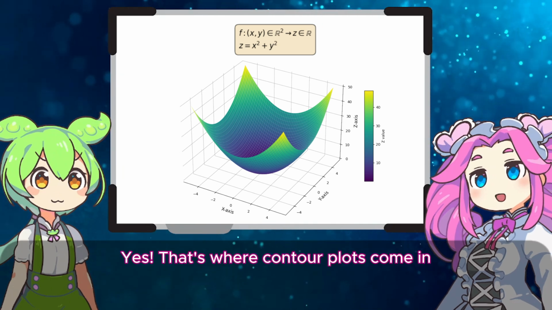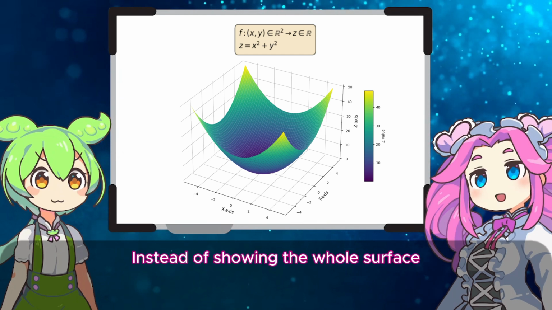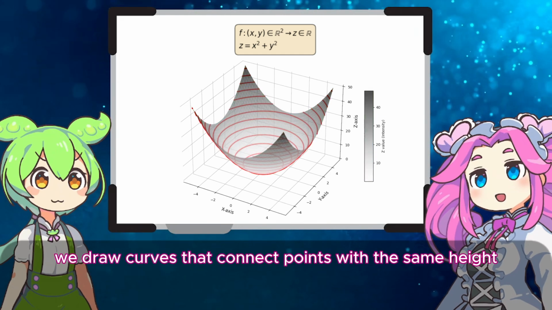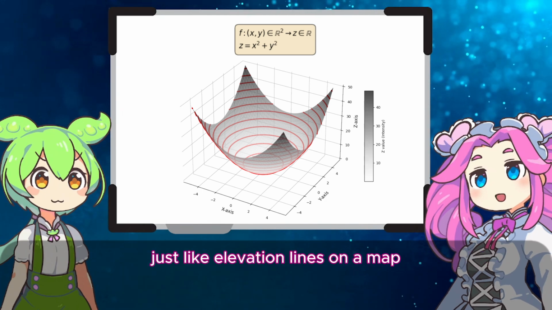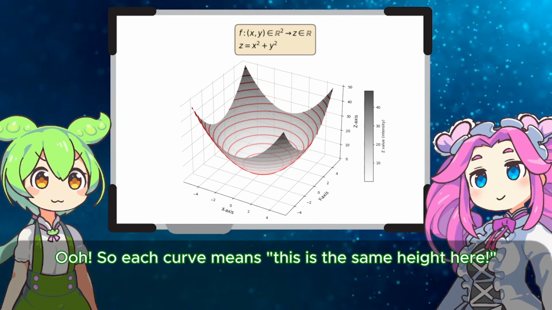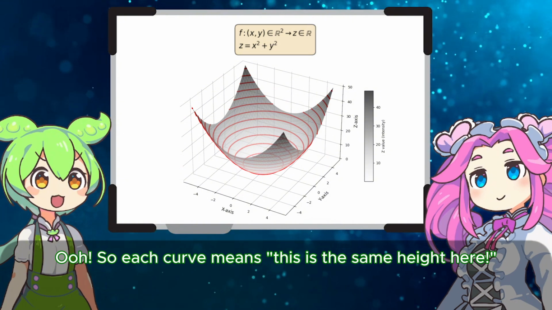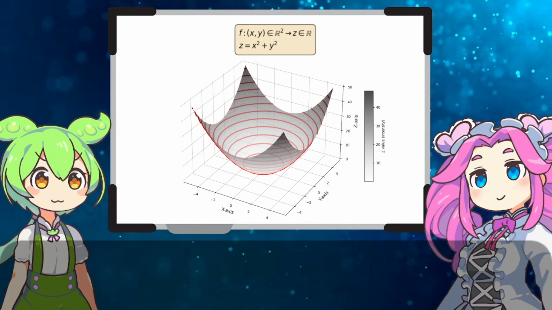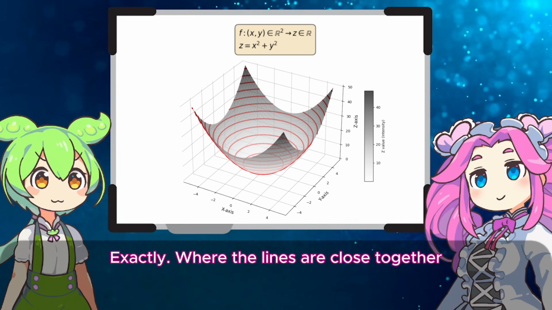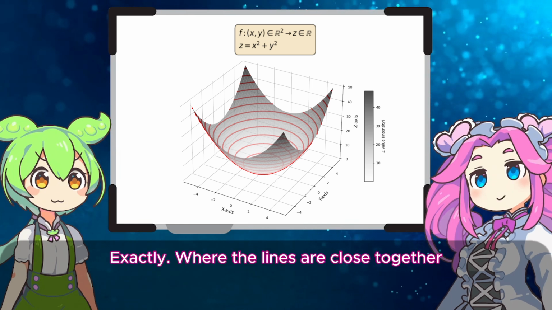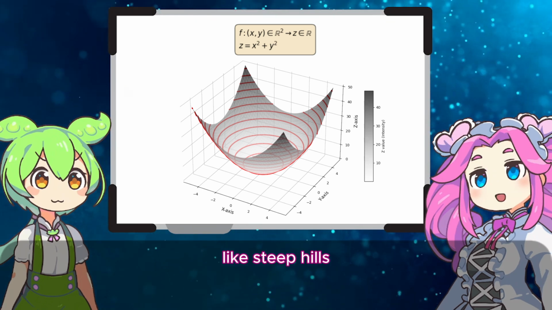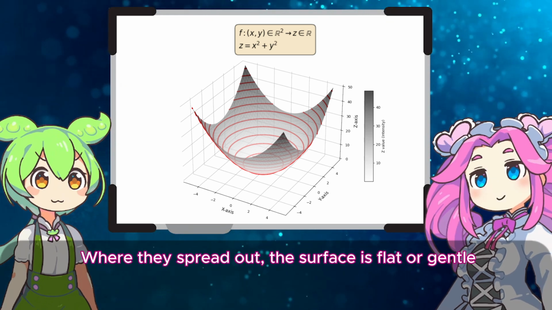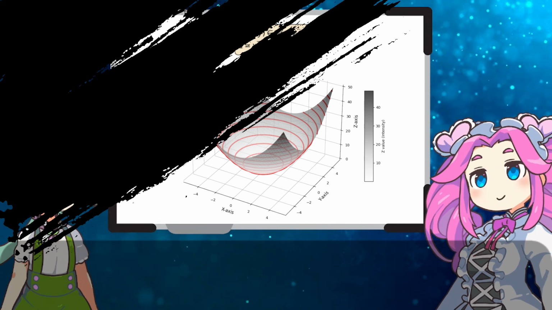Yes, that's where contour plots come in. Instead of showing the whole surface, we draw curves that connect points with the same height, just like elevation lines on a map. Oh. So each curve means this is the same height here. Like hiking trails. Exactly. Where the lines are close together, the surface changes quickly, like steep hills. Where they spread out, the surface is flat or gentle.